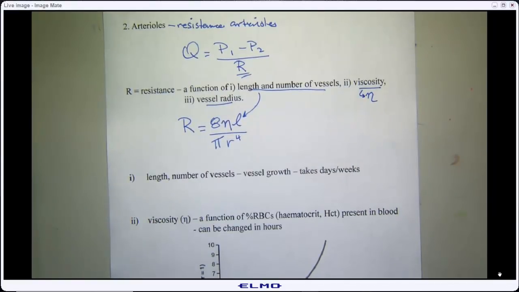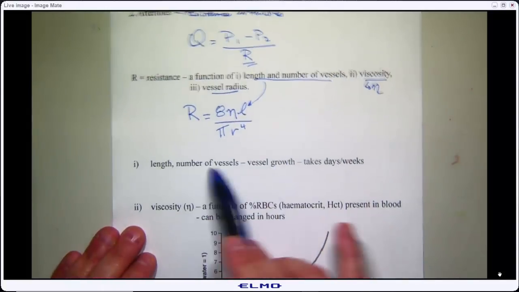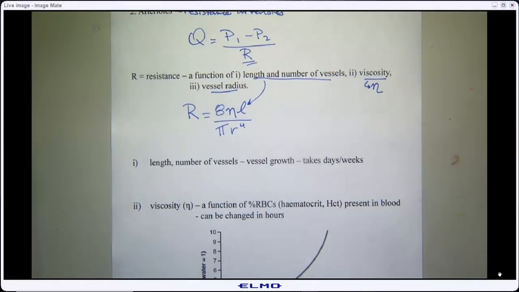So the body could change all of those things to mess with resistance, absolutely. Right? But the body can't change some of them on a time scale that's going to help you change your mean arterial pressure. So we can get rid of some of these issues. The length and the number of vessels is going to take growth of a whole new vessel. That is going to take days to weeks. So you're not going to solve a mean arterial pressure problem by waiting to grow a new vessel. That might be a long-term thing that you do. People who exercise and train will grow new vessels, right? But that's going to take weeks.